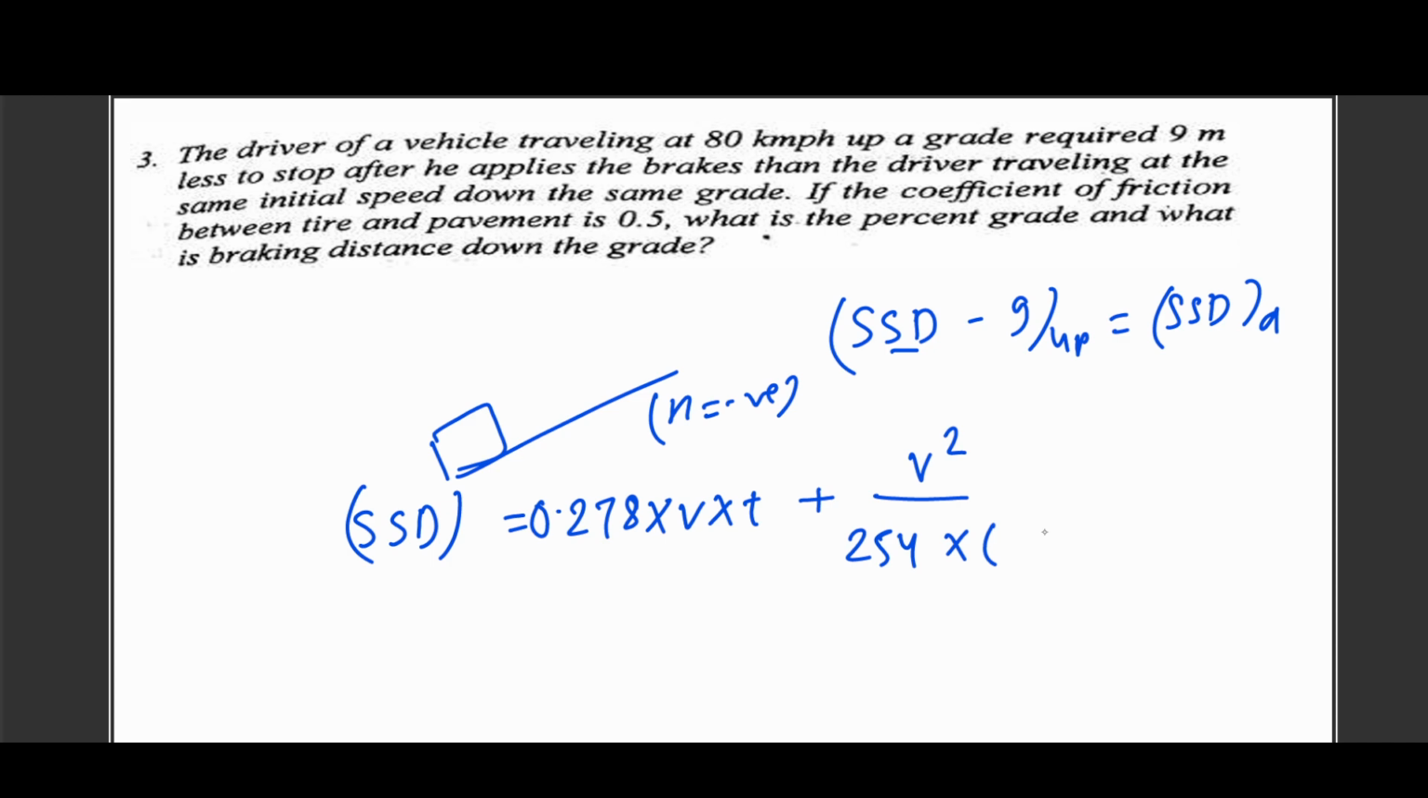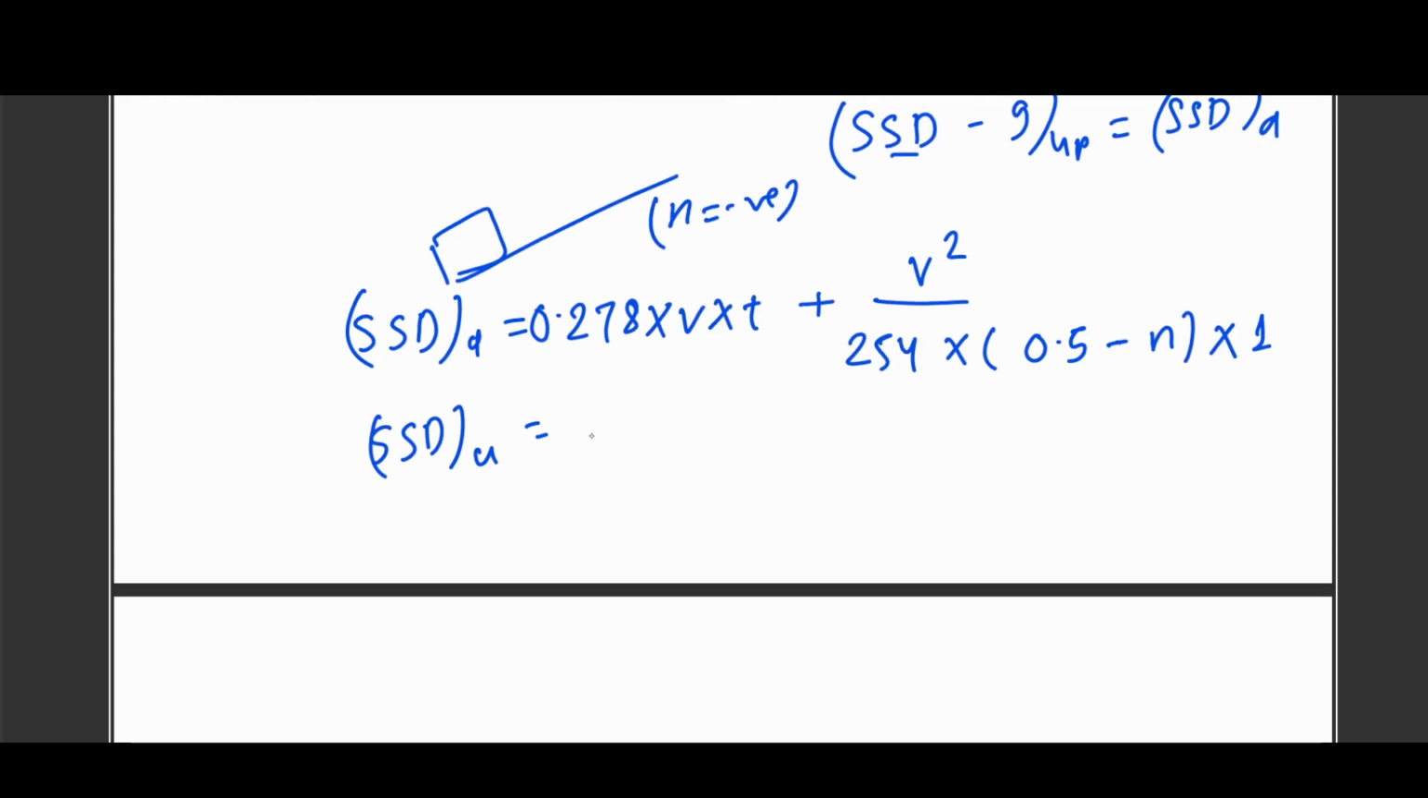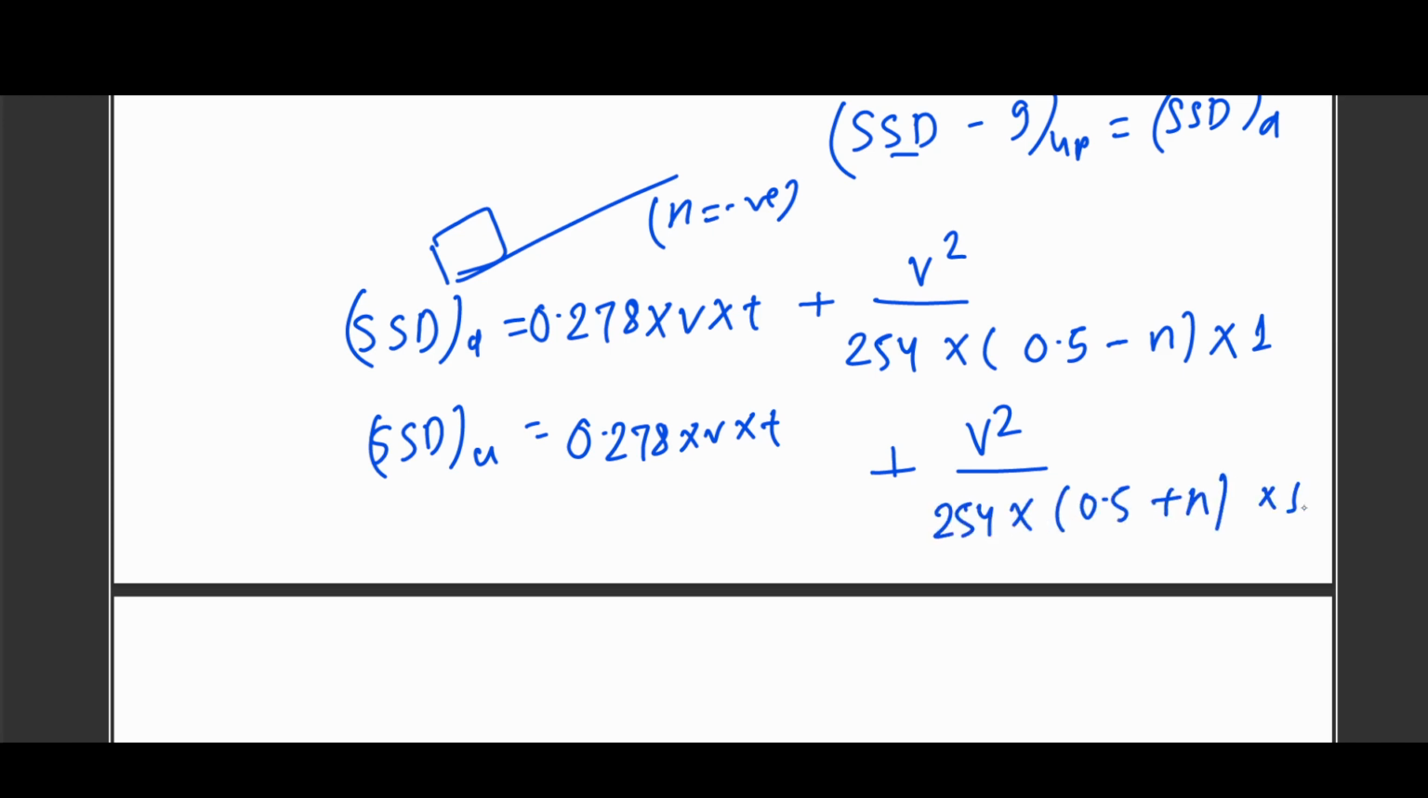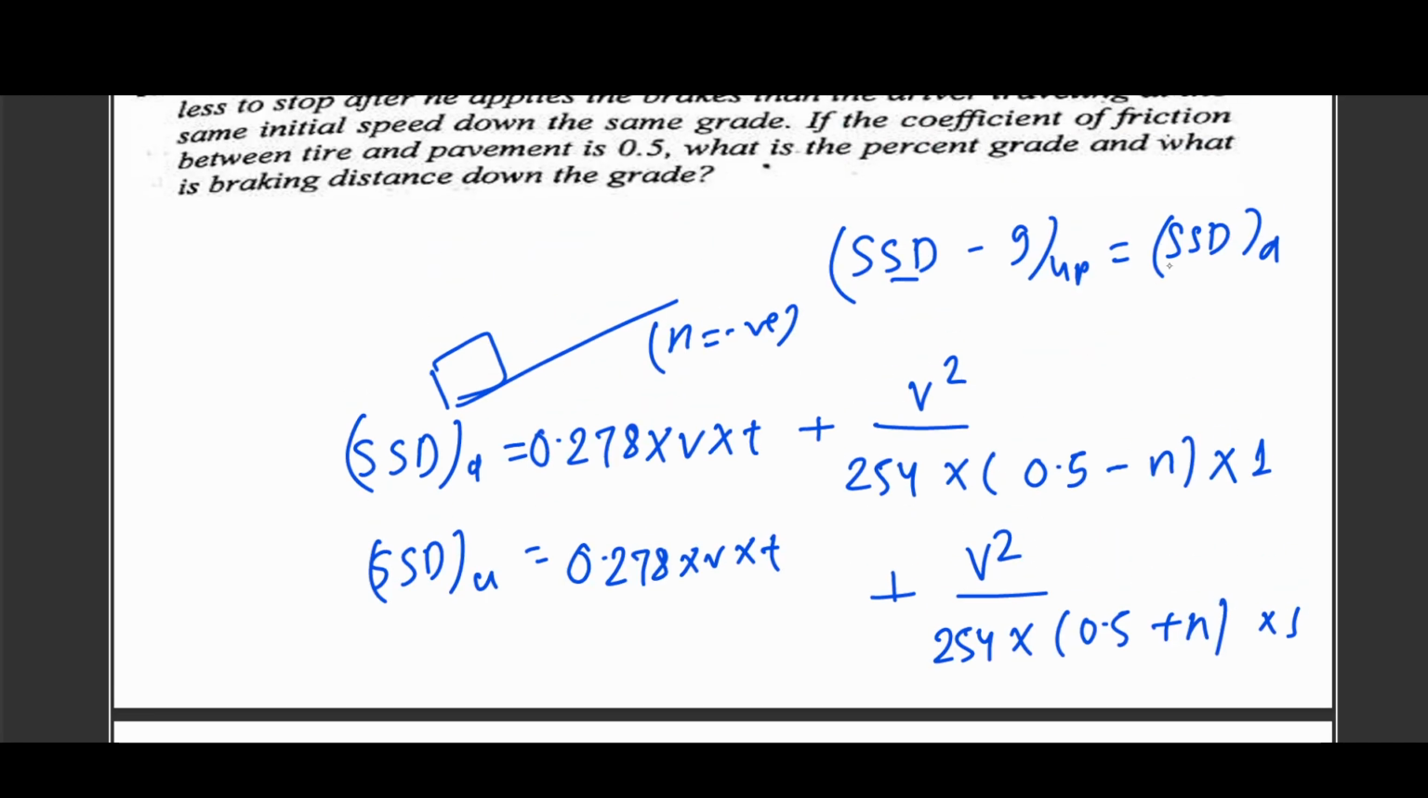What is given is the coefficient of friction, that is 0.5, minus the grade. The grade is not given, and brake efficiency we assume as 1. So what will be the SSD in upstream, or for the upward moving vehicle? That will be 0.278 into V into T plus V square divided by 254 into 0.5 plus the grade, since it is moving upward, into 1. So my equation is this, equation 1.